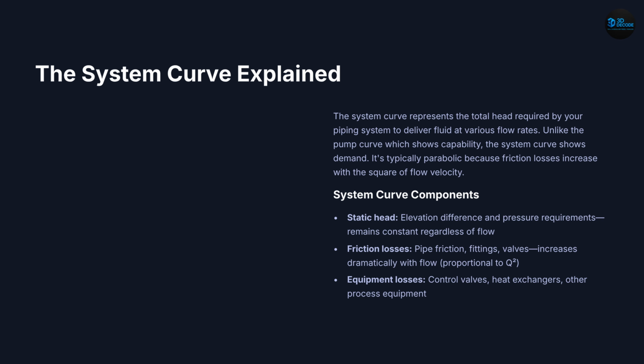Slide 3, system curve. The system curve represents the requirement of the piping system. It includes static head, which remains constant, and friction losses, which increase with flow. As flow increases, friction losses increase rapidly, making the system curve typically parabolic. This curve defines what the system needs from the pump.